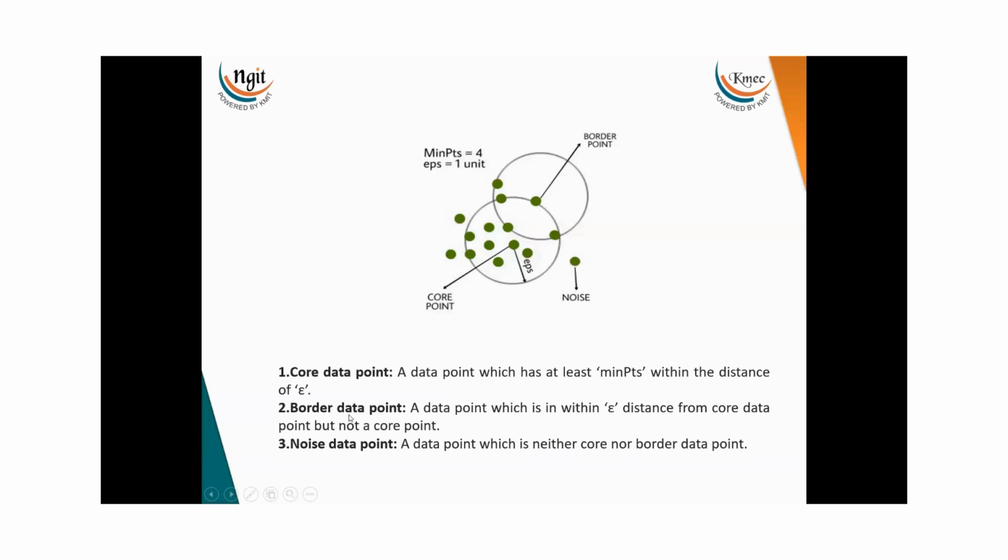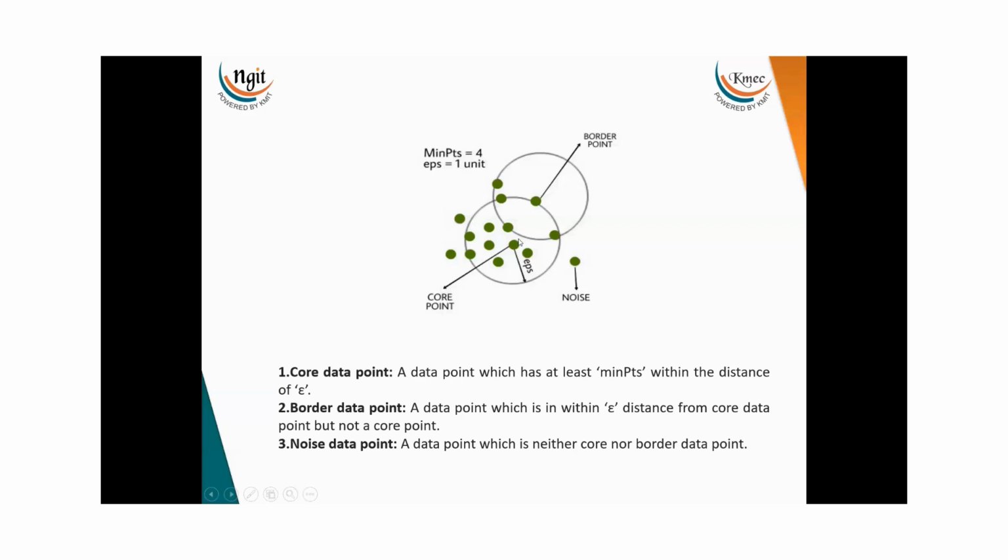So what is a border data point? It is a data point which is within the epsilon distance from a core data point, but it is not a core point itself. Here you can see, let us consider that this epsilon has 1 unit of radius.